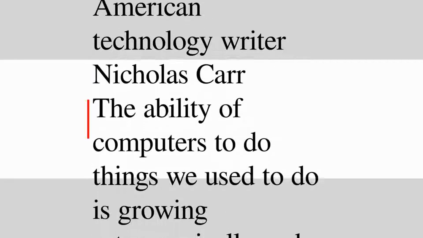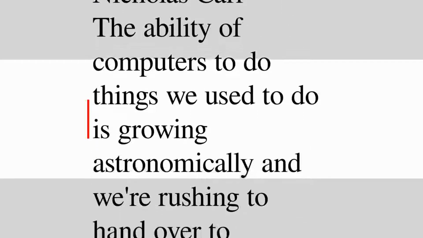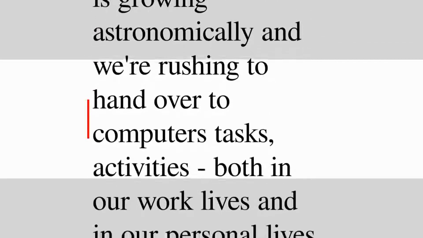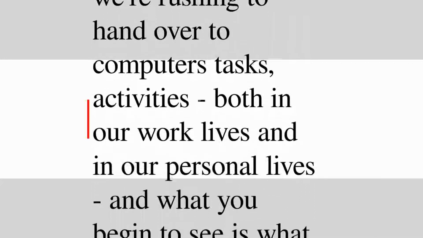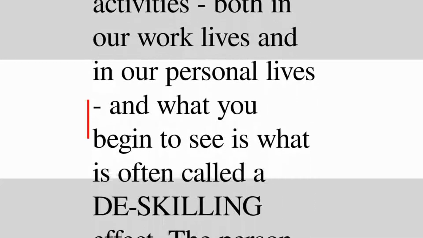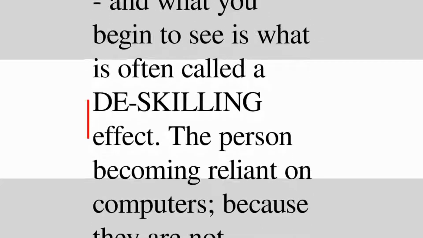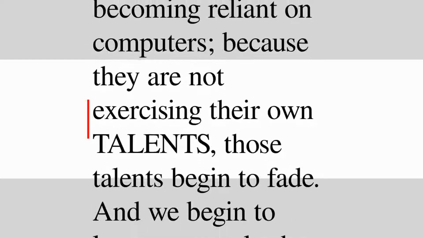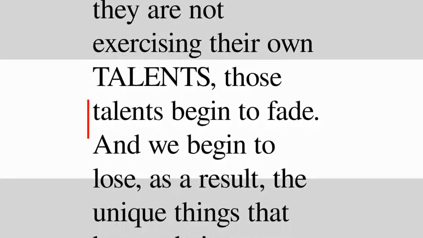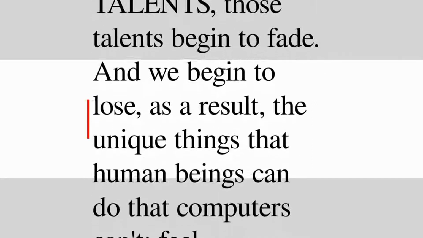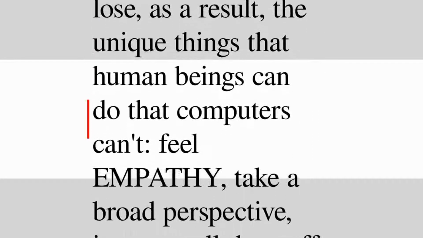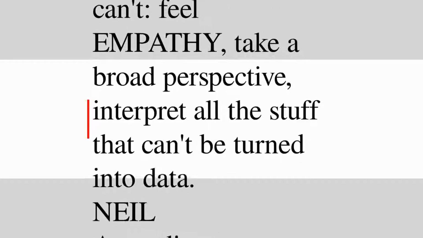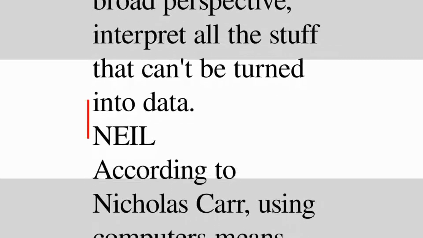The ability of computers to do things we used to do is growing astronomically. And we're rushing to hand over to computers tasks, activities, both in our work lives and in our personal lives. And what you begin to see is what's often called a de-skilling effect. The person becoming reliant on computers because they're not exercising their own talents, those talents begin to fade. And we begin to lose, as a result, the unique things that human beings can do that computers can't. Feel empathy, take a broad perspective, interpret all the stuff that can't be turned into data.